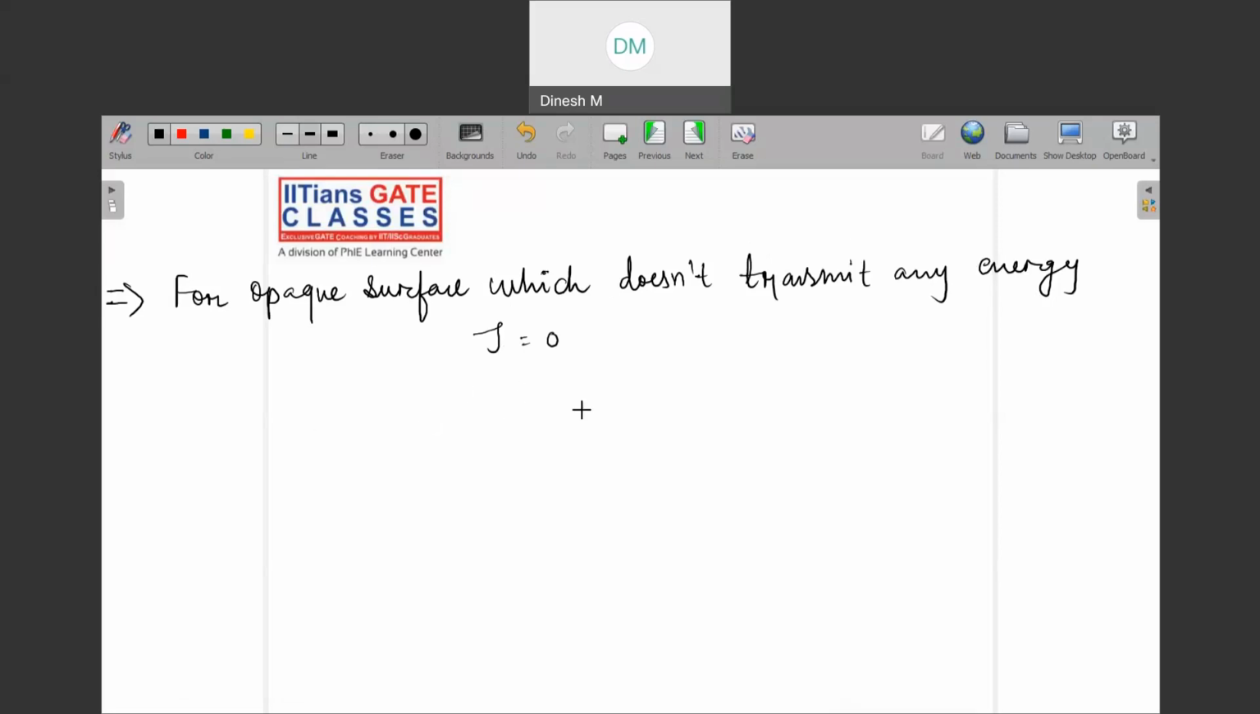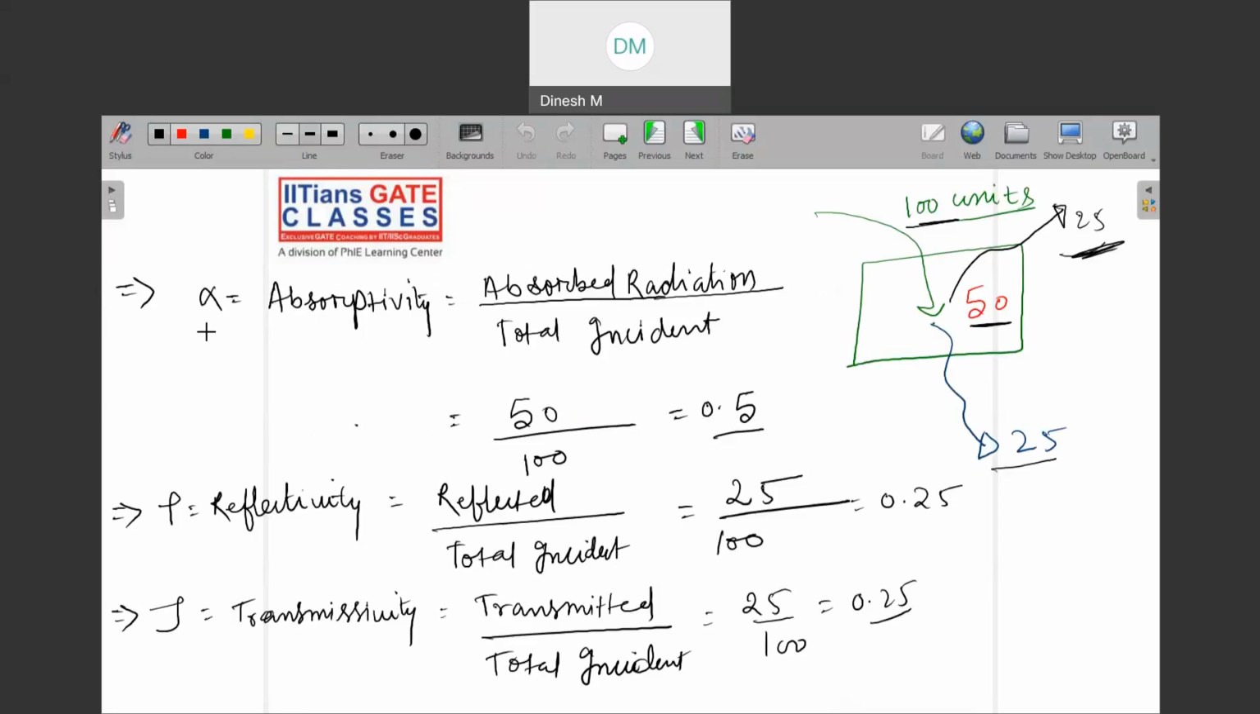Okay, one more thing before this. Can you see one thing, the fractions alpha, rho and tau sum to 1 only. Can you see that the summation of alpha, rho and tau is 1 only? Every time this will be followed. Why? Because every time you will be having 100 in the denominator, and the sum will be the total of 100, like incident. So here 50, 25 and 25, so this is 100 only. So every time this is valid for every body.